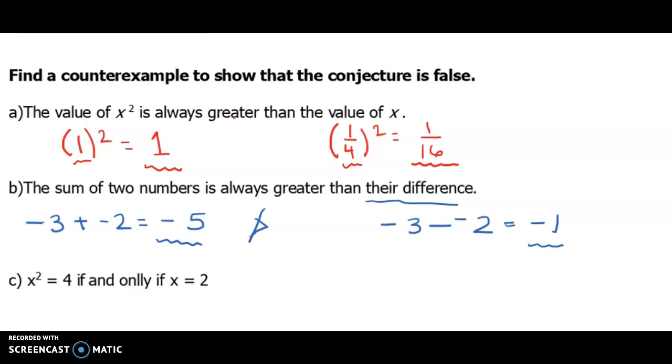Okay, C now, x squared equals 4 if and only if, I can't spell only, that's nice. If and only if x equals 2. Okay, so is there another time when x squared equals 4 for some x other than x equals 2? What is it when x is -2? -2 squared, isn't that a +4? So this would be a counterexample.